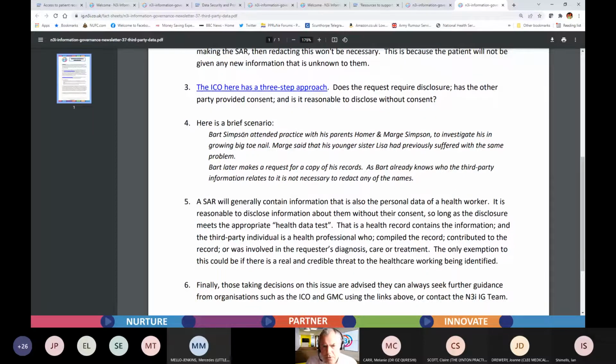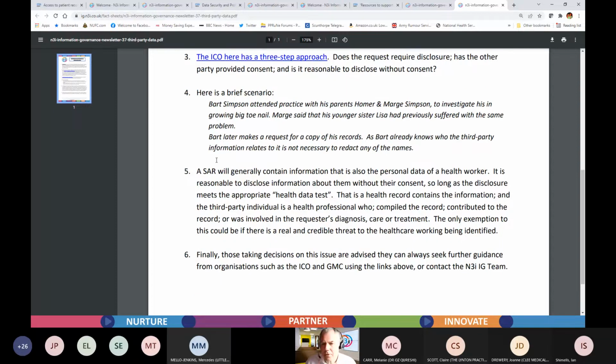I like this little scenario here. I thought it was quite useful. I always like this sort of thing. Hopefully it makes it a bit more real. So I'll just read this through because it's something I came across. This is a fairly new one I put up on here not so long ago. So Bart Simpson attends the practice with his parents to investigate his ingrowing toenail, and his mum Marge says that his younger sister had also previously suffered with the same problem. And this could be some years later. Bart makes a request for a copy of his records, and unless he already knows who the third-party information relates to, it's not necessary to redact any of the names.